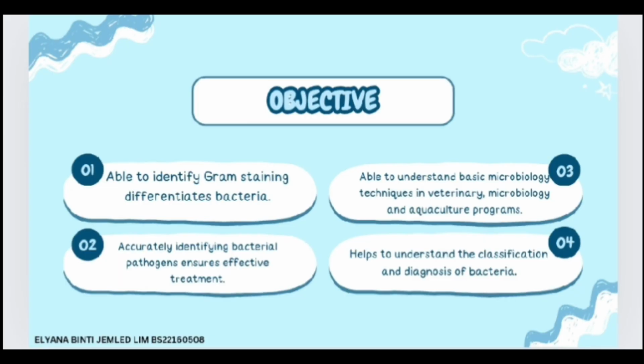Today I'm going to talk about the objectives. In lab 4, there are four objectives. Number 1 is to be able to identify bacteria differently through gram staining. Number 2 is to accurately identify bacterial pathogens to ensure effective treatment. Number 3 is to be able to understand basic microbiology techniques in the veterinary microbiology and aquaculture program. The last objective is to help understand the classification and diagnosis of bacteria.